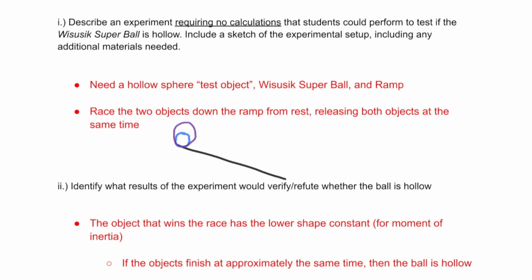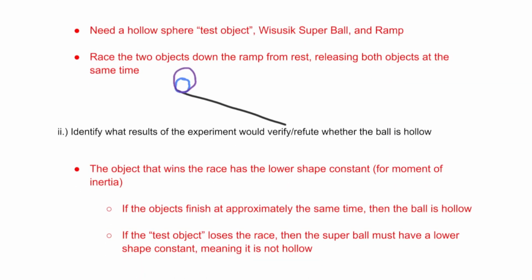Because it's also a known fact that things like mass and radius don't matter, it's entirely based on the shape, assuming it's actually rolling. So, the object that wins the race will have the lower shape constant for the moment of inertia. If the objects finish at approximately the same time, that means they're roughly the same shape, meaning the ball is hollow. But if your test object actually loses the race to the Super Ball, well, that means that the Super Ball must have its mass not concentrated all the way at the wall, so its mass isn't all at the boundary. So we're really just interested in seeing the result of this race.